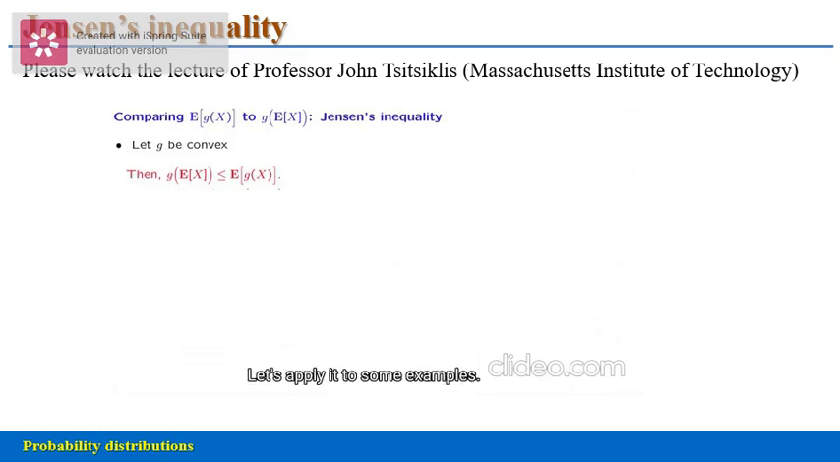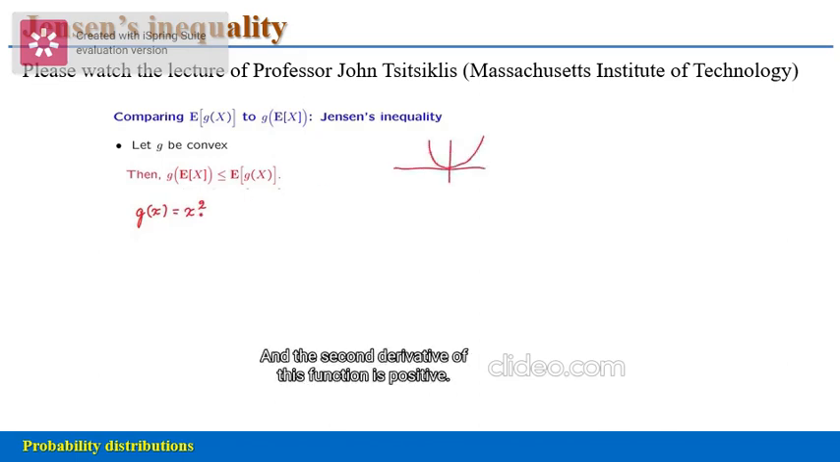Let us apply it to some examples. Let's consider the function g, which is the quadratic function. Clearly, this is a convex function. It has this kind of shape, and the second derivative of this function is positive. That's another way of verifying it. Jensen's inequality is going to tell us something about the expected value of x squared.